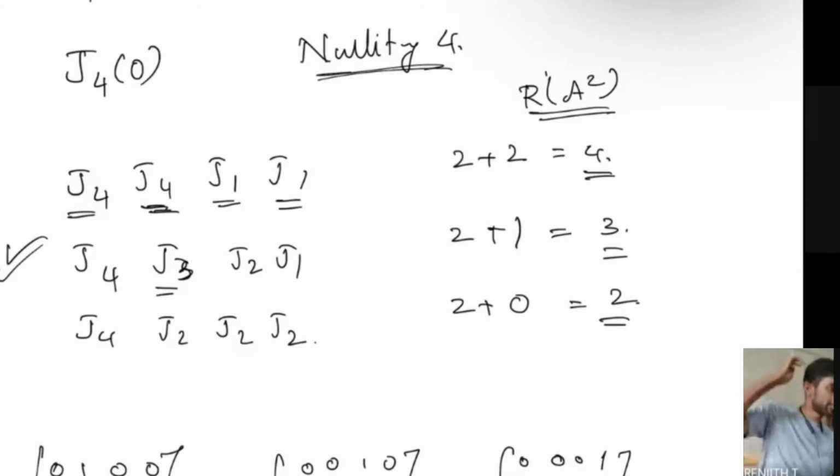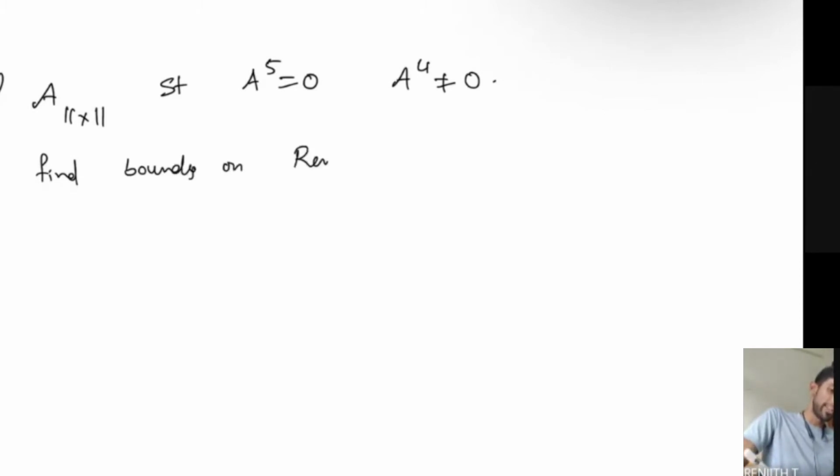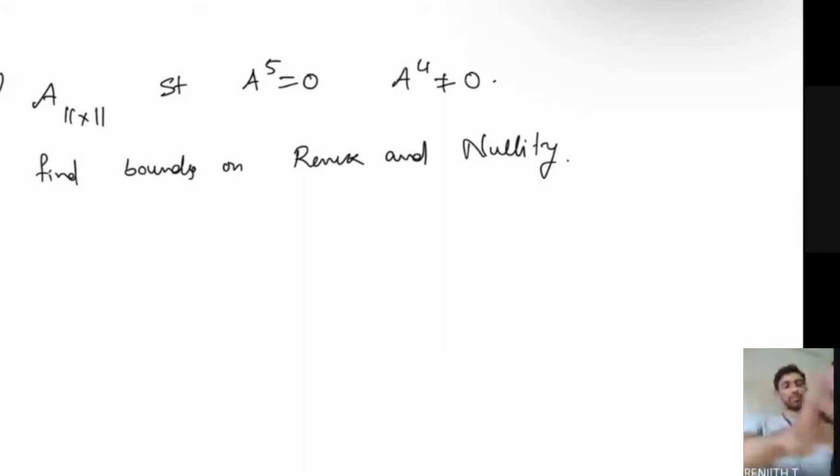Now, one more problem. A is an 11 by 11 matrix such that A power 5 equal to 0 and A power 4 not equal to 0. Find bounds on rank and nullity. So you have an 11 by 11 matrix with A raised to 5 equal to 0 and A raised to 4 is non-zero.